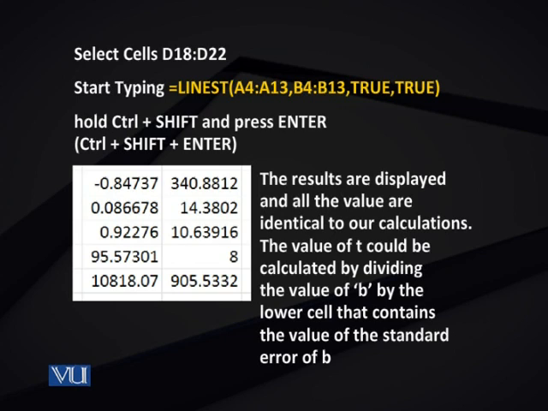Similarly, you have the F statistic as 95.57. 8 is the degree of freedom. You have the regression sum of squares and the residual sum of squares, 905.5332. This residual sum of squares is basically your summation E square, which you have already computed by using the simple summation formula. So one value is missing over here, that is the T statistic.